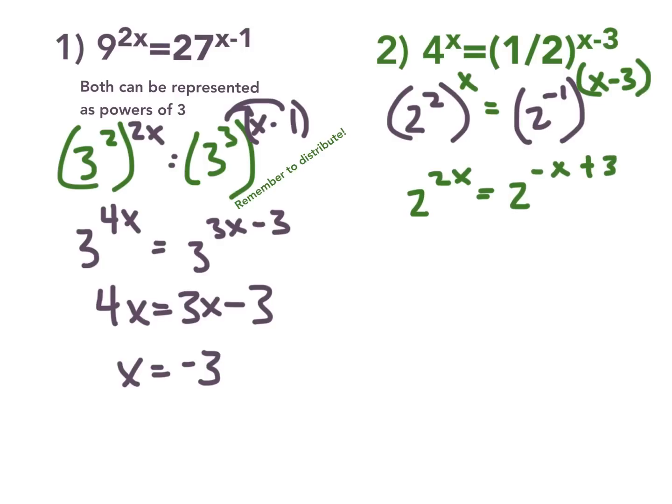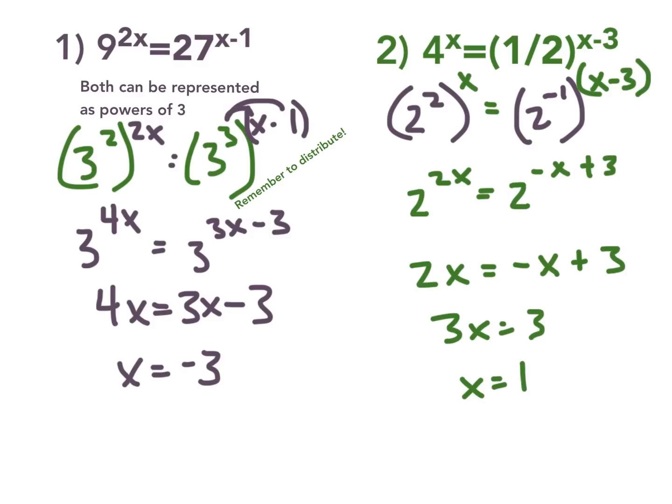So now that the bases are the same, set the exponents equal to each other. We have 2x is equal to negative x plus 3. So 3x is equal to 3 and x equals 1. Alright, and that's how we solve by equating exponents.